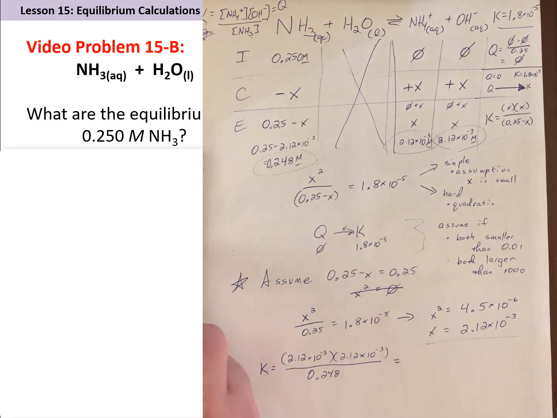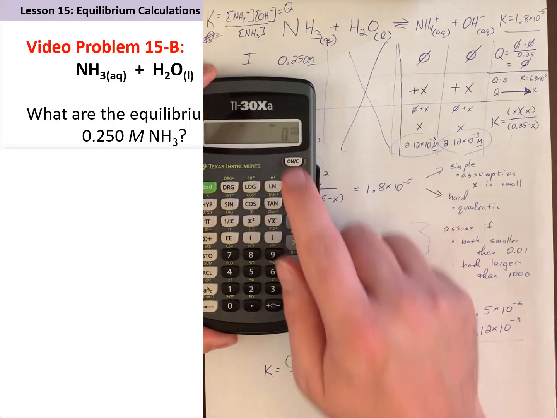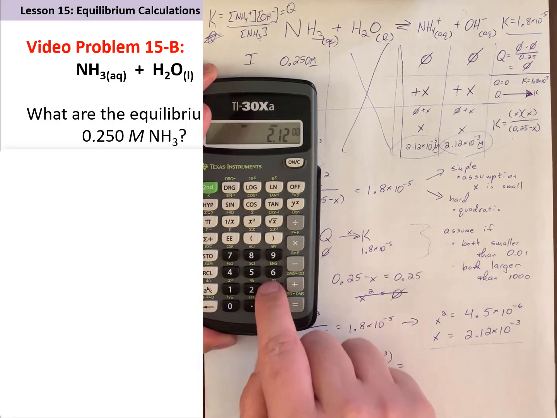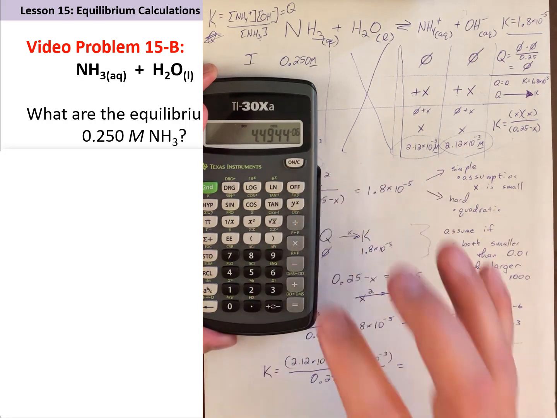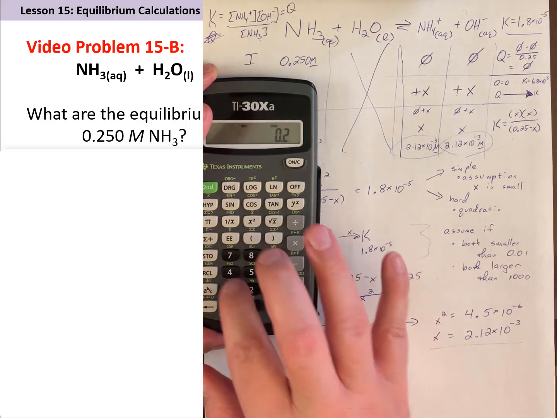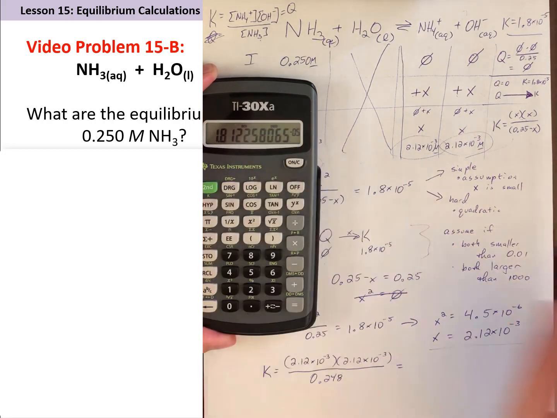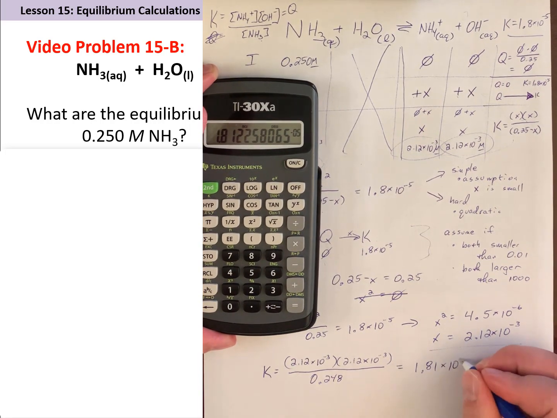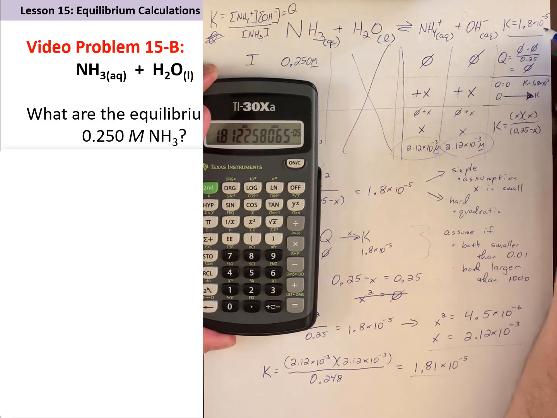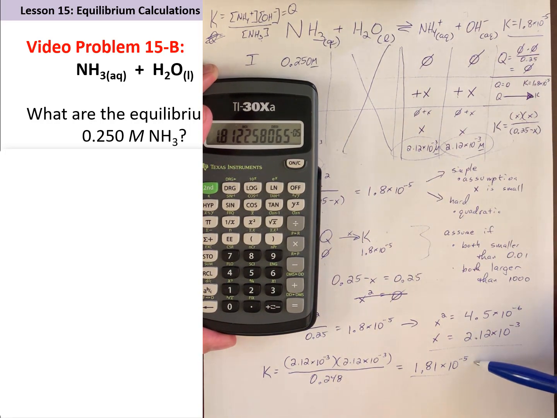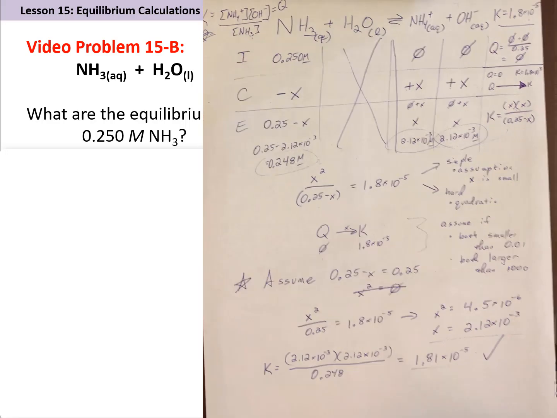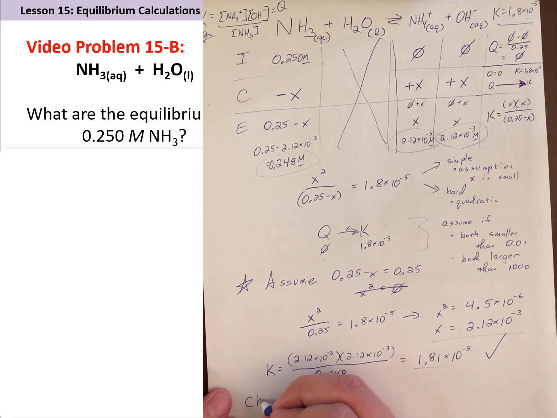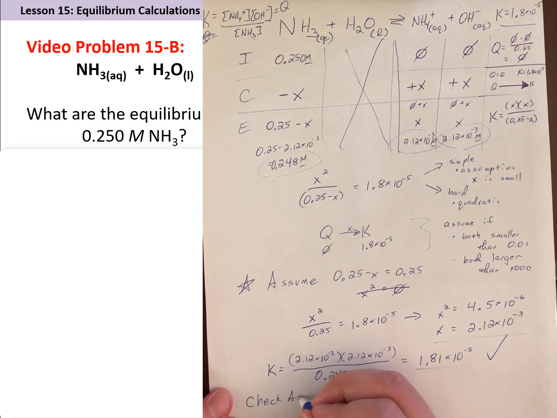That's going to get me, I'm going to square that, divided by 0.248, 1.81 times 10 to the minus 5. I started off with 1.8 times 10 to the minus 5. I ended up after the calculations with 1.81 times 10 to the negative 5. So that's good.